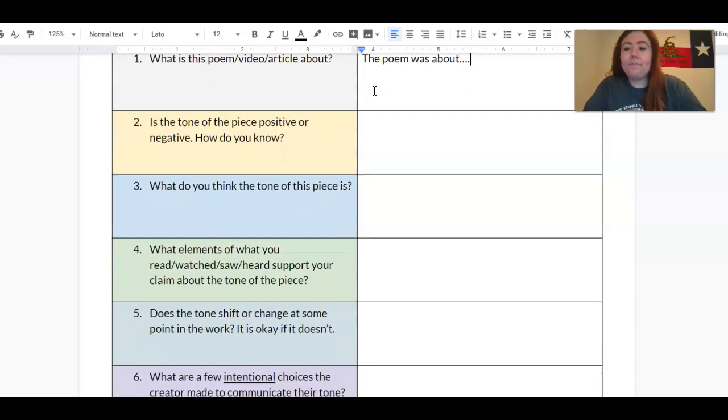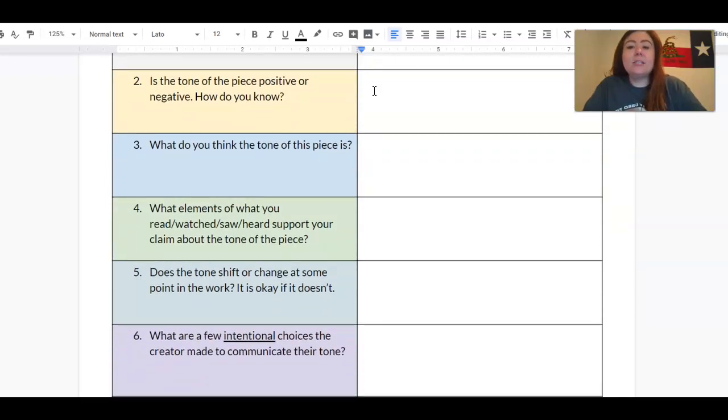Number two says, is the tone of the piece positive or negative? In your resources page, there is a list of positive tone words and negative tone words. So think about it. Positive being good thing, negative being bad thing. Okay, so happy is a positive word, while angry is a negative word. So just be mindful of that as you're reading or watching your video. Is it positive or negative?